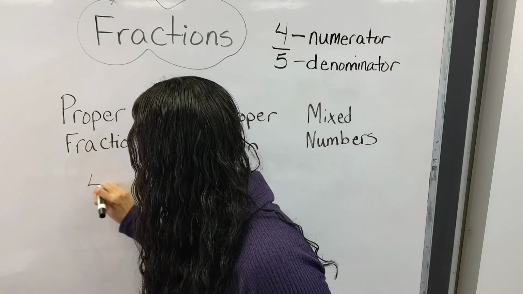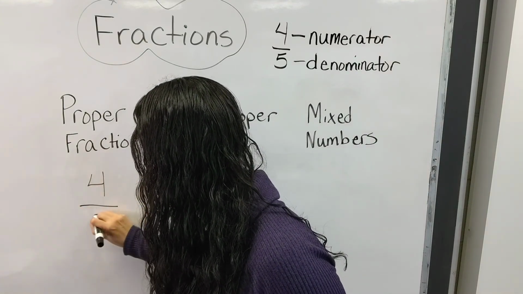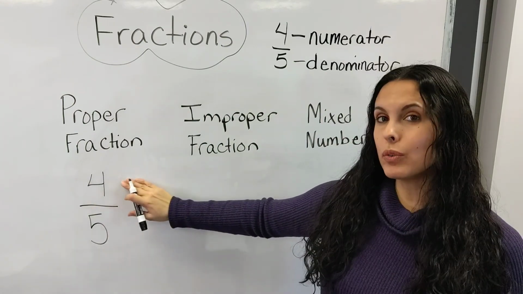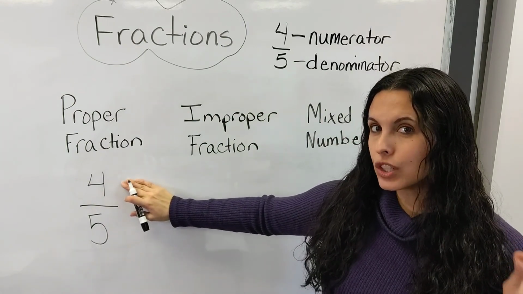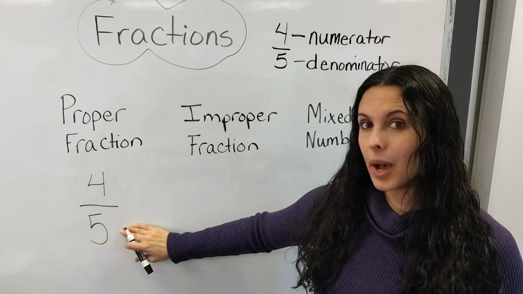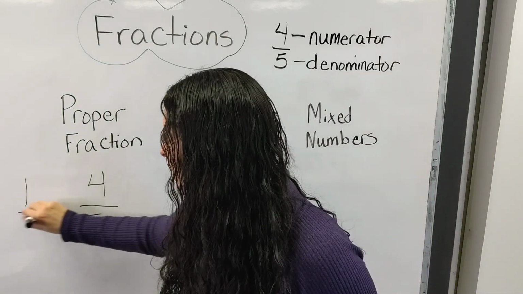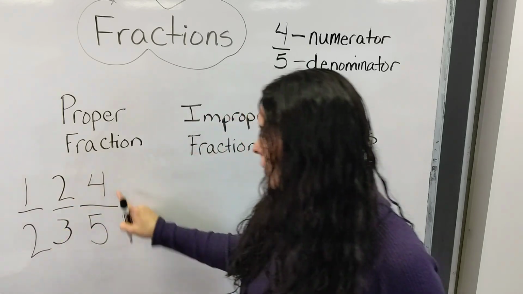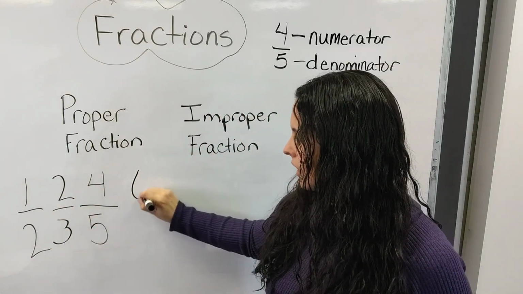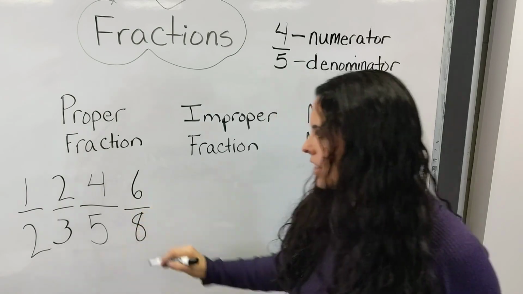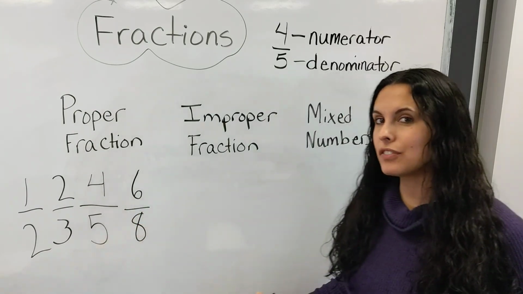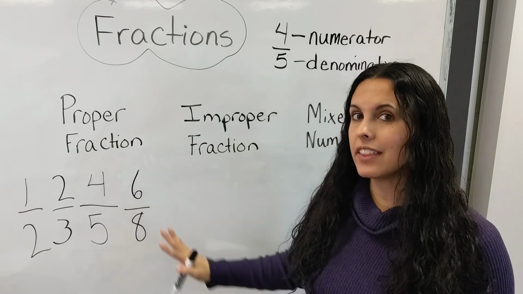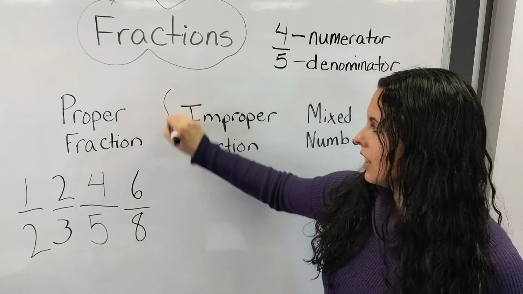So 4/5 is a proper fraction where your numerator is a smaller number than your denominator. Okay, 1/2, 2/3, 4/5, 6/8. All of these are proper fractions because the numerator is a smaller number than the denominator.